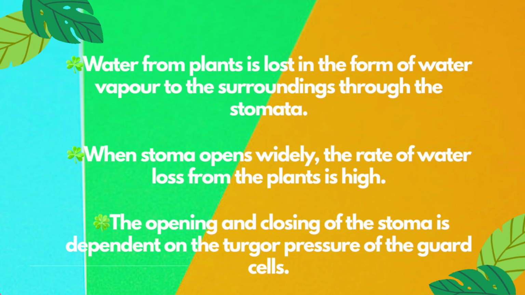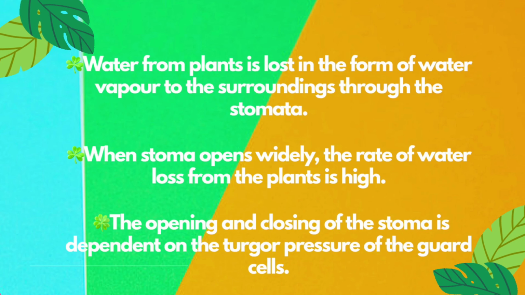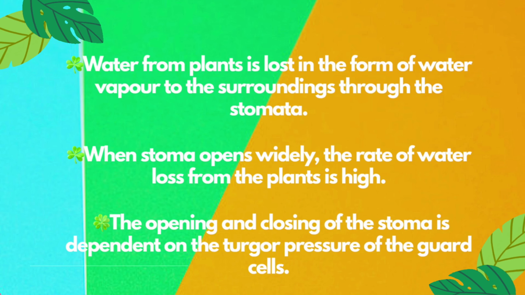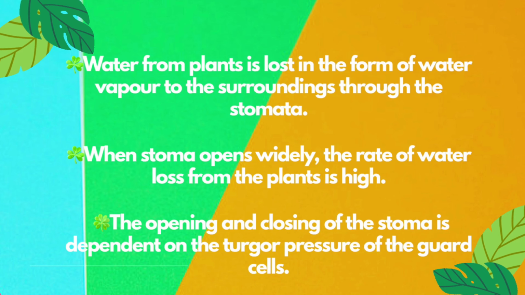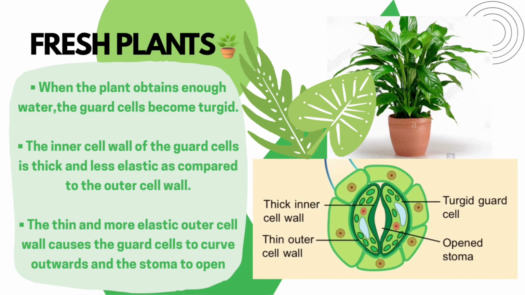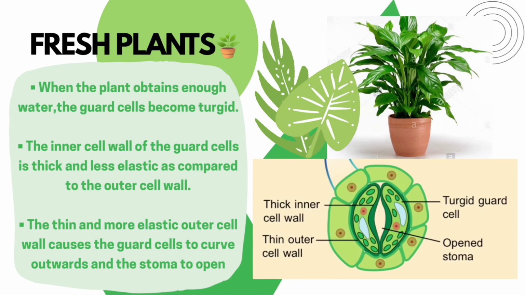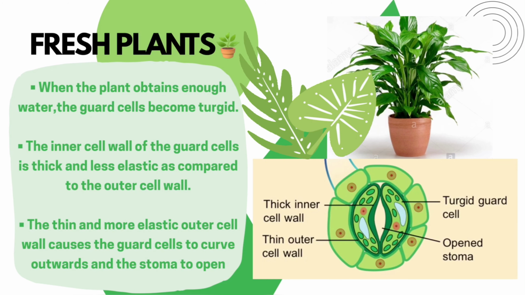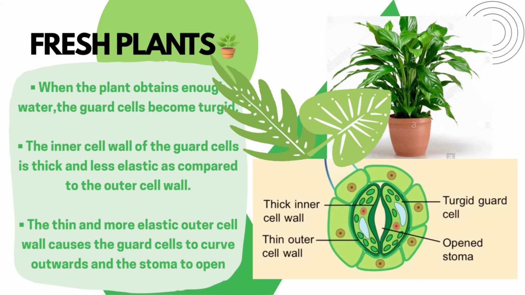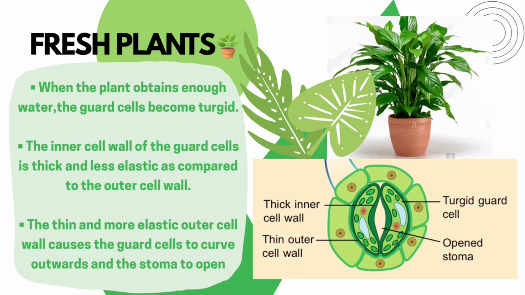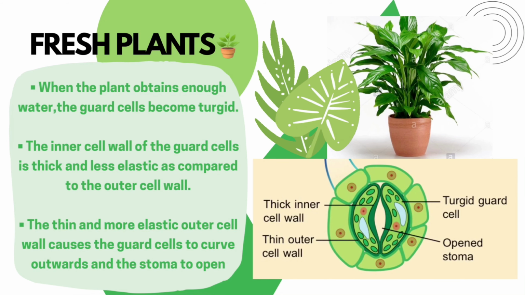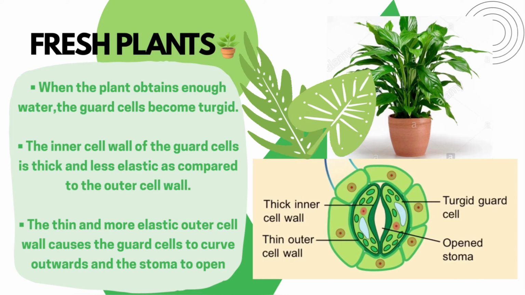Water from plants is lost in the form of water vapor to the surroundings through the stomata. When stoma opens widely, the rate of water loss from the plants is high. The opening and closing of the stoma is dependent on the turgor pressure of the guard cells. For fresh plants, when the plant obtains enough water, the guard cells become turgid. The inner cell wall of the guard cells is thick and less elastic as compared to the outer cell wall. The thin and more elastic outer cell wall causes the guard cells to curve outwards and the stoma to open.